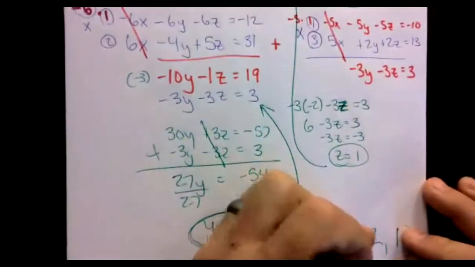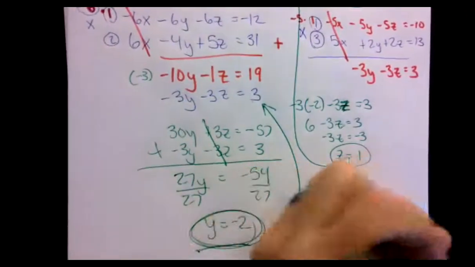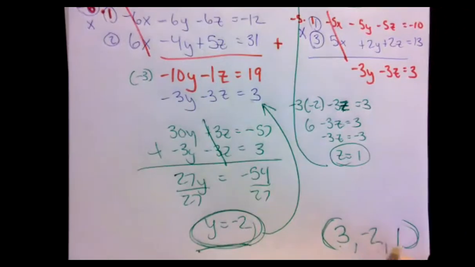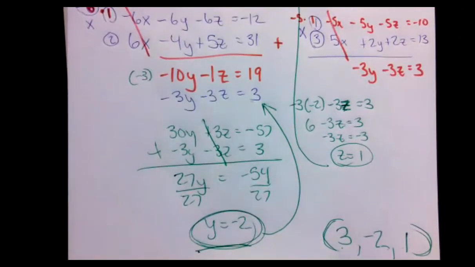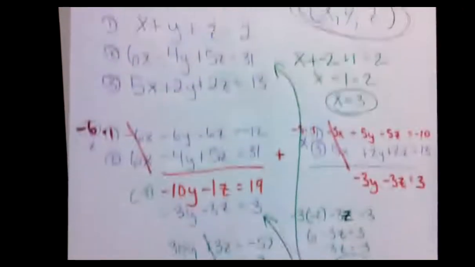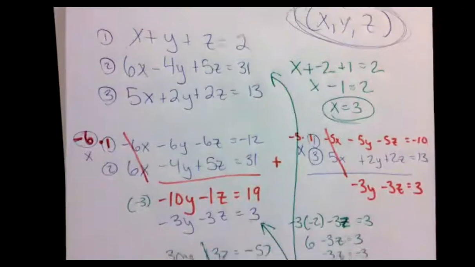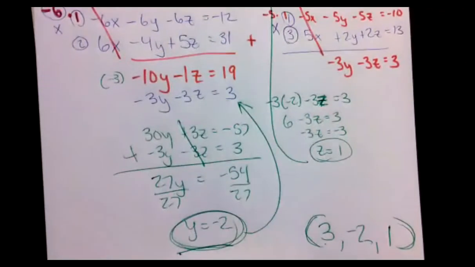So my solution is the coordinate 3, -2, and 1. I understand that seems like a lot, but that's really the best way to go about solving an equation like this.